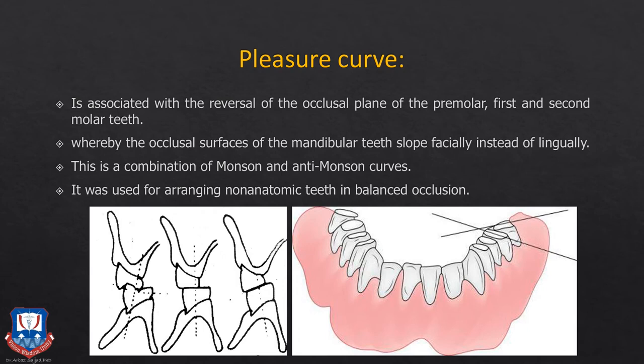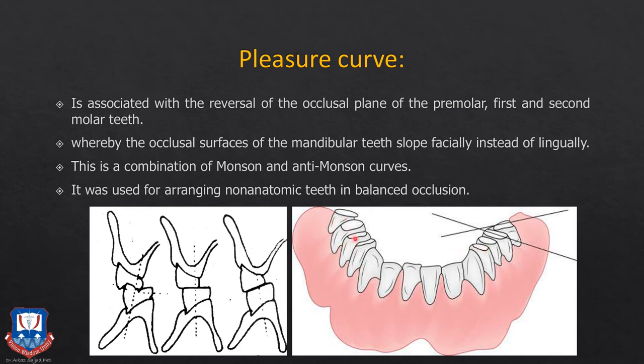Next up is the Pleasure curve. This curve is usually associated with reversal of the occlusal plane in the premolar, first molar and the second molar teeth, whereby the occlusal surface of the mandibular teeth slope facially. So here we can see occlusal surfaces of the mandibular teeth are sloping facially. This type of Pleasure curve is seen when we use monoplane teeth or 0-degree teeth.